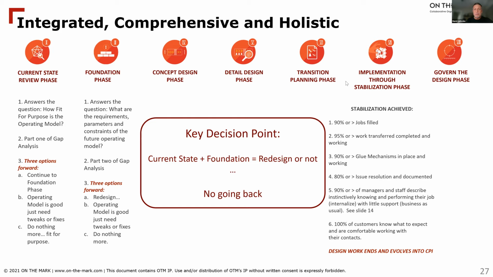Transition planning is exactly what it sounds like. The concept design phase is the architect's rendering of a new operating model. The detailed design is the detailed blueprints which we build, including roles and jobs and management roles and jobs, technology, information flow. Transition planning is where you do your assignments. How are we going to assign people to new jobs? What's the transition to the new world? And of course, implementation. In design work, there is no such thing as flipping the switch, which is why we say it takes 3 to 6 months to stabilize, which means the change work has to be happening simultaneously throughout the stabilization phase. So you cannot take your foot off the gas pedal in the stabilization phase.